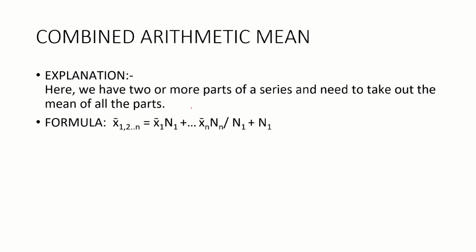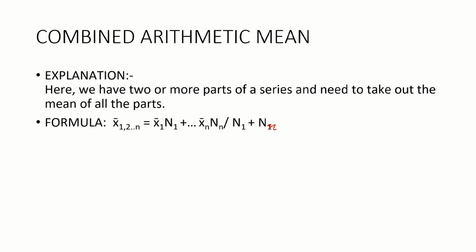So over here the combined arithmetic mean equals the arithmetic mean of the first part multiplied by the number of quantities of the first part plus, and on it goes till the arithmetic mean of the last part multiplied by the number of quantities of the last part. And by the way, divided by the number of quantities of the first part and on till the number of quantities of the last part.